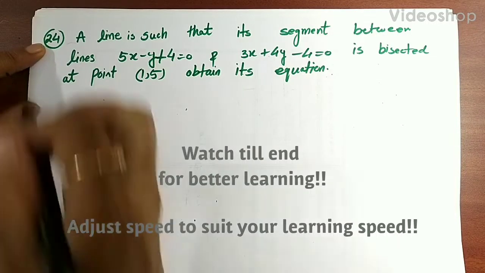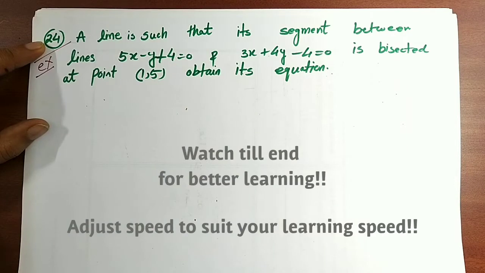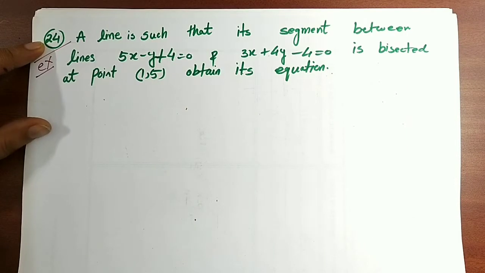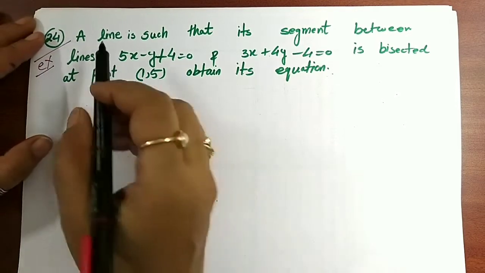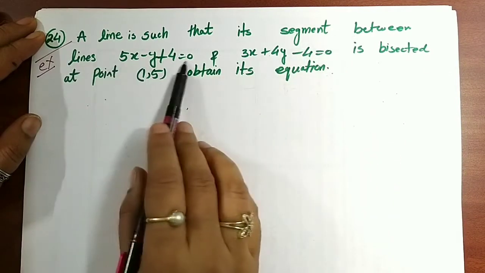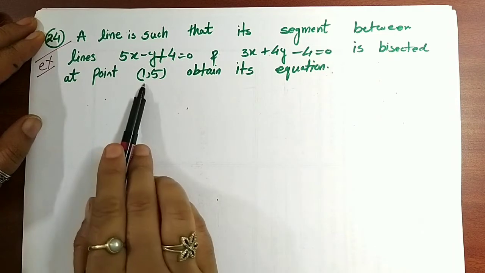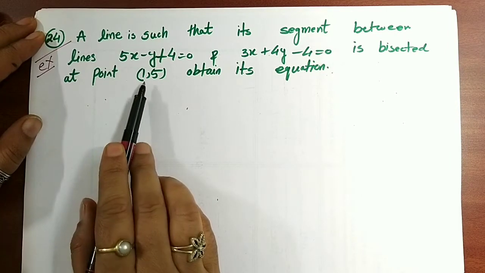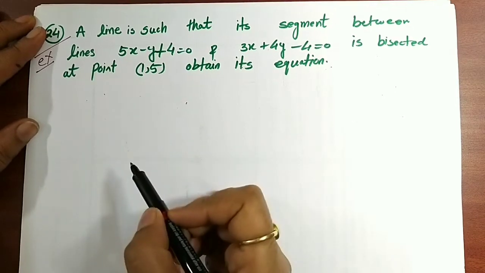24th question. Have patience, this is a little bit lengthy question. It's example 24, but once you solve it, it will clear a lot of fundas. See here, they're saying there is a line segment between this line and this line that is bisected at this point. So we have to read the question carefully and plot the diagram.